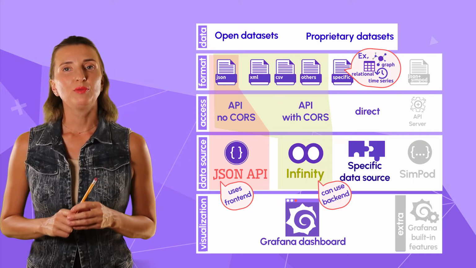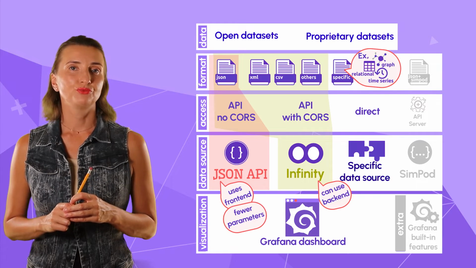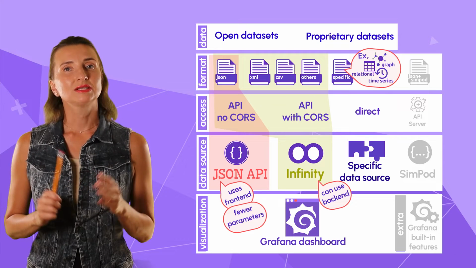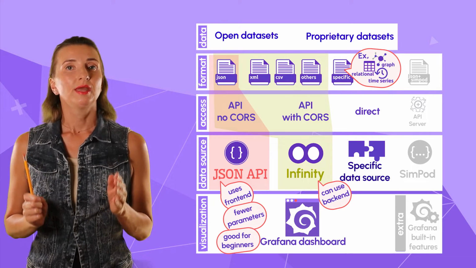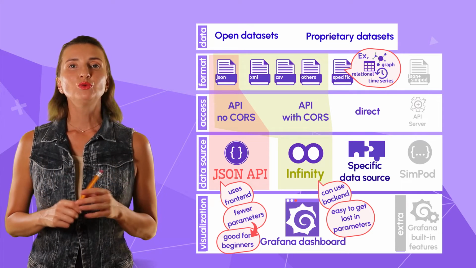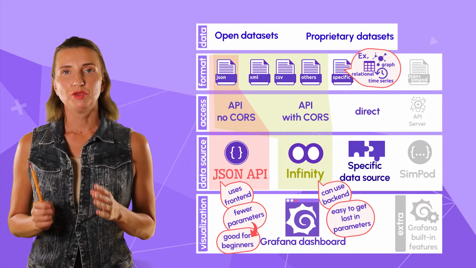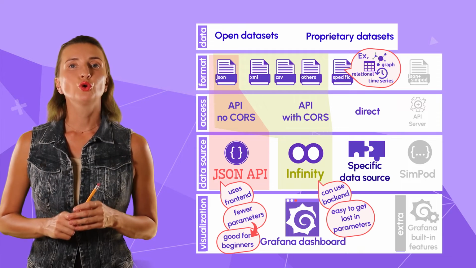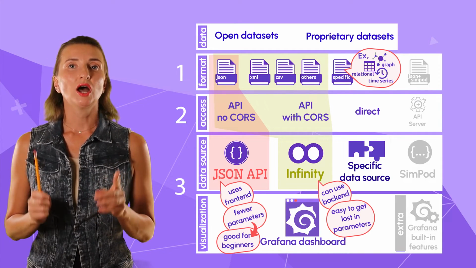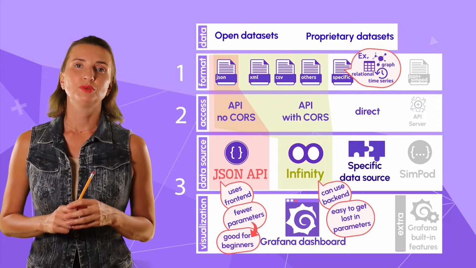However, JSON API has few configuration parameters, which makes it more transparent. This plugin is a great one to start with. Infinity is definitely not for beginners. There are many more differences between JSON API and Infinity. I will talk more about them in upcoming videos. The three I mentioned today are deal breakers when choosing between them.